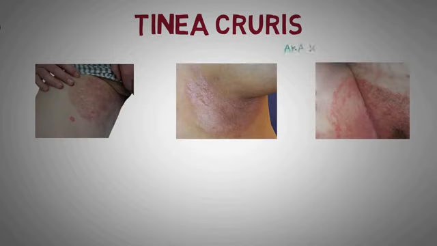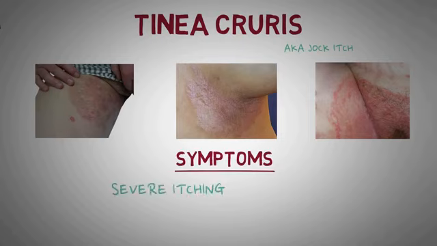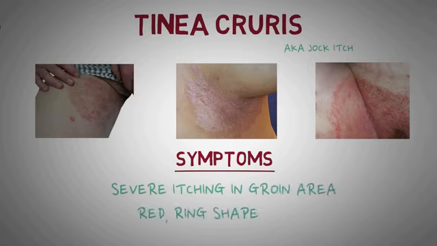This condition is common in people who wear tight clothing. Tight clothing traps moisture and favors the growth of this fungus. Symptoms of tinea cruris include severe itching in the groin area. The area becomes red and often a ring-shaped rash develops in the area.